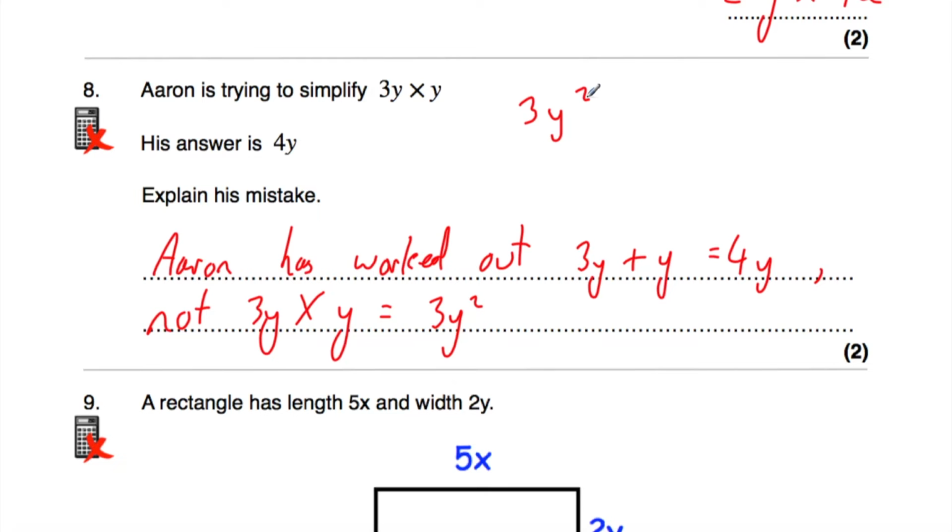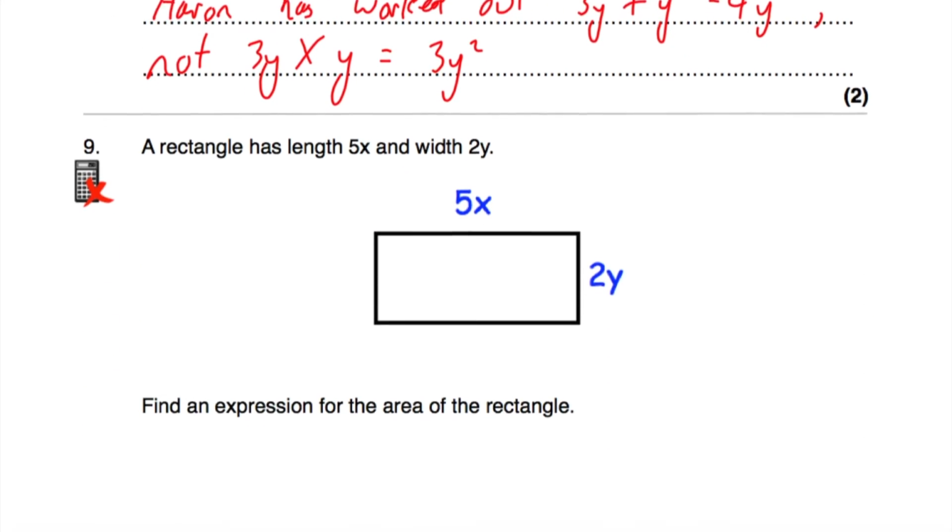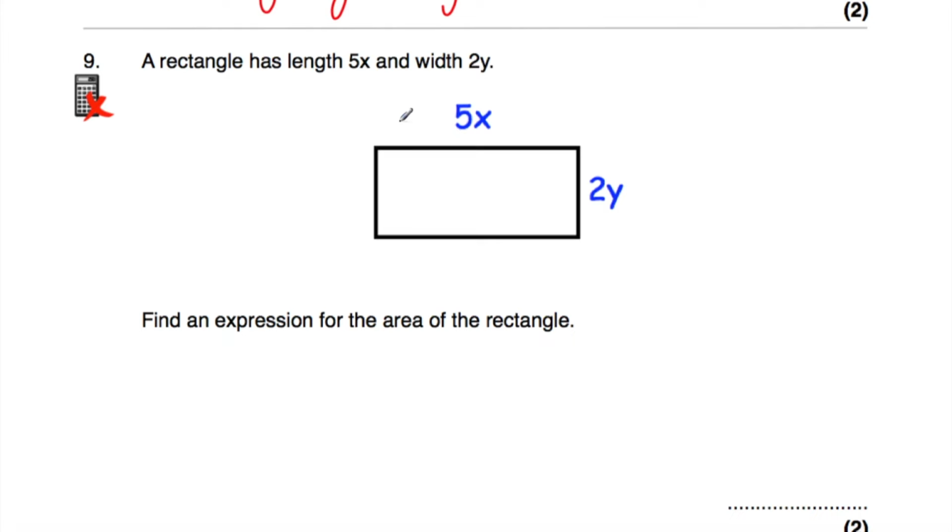Okay, let's have a look at our next question, question number 9. Question number 9 says, a rectangle has got a length of 5x and a width of 2y, and we've been asked to find an expression for the area of the rectangle. To find the area of a rectangle, we multiply the length by the width. So we need to multiply these together. We've got 5x, and we're going to multiply that by 2y. Let's multiply the numbers first. 5 times 2, that's equal to 10. And then we've got x times y, that would be xy. So if we multiply 5x by 2y, the answer would be 10xy. And that's it. So the area of the rectangle is 10xy.